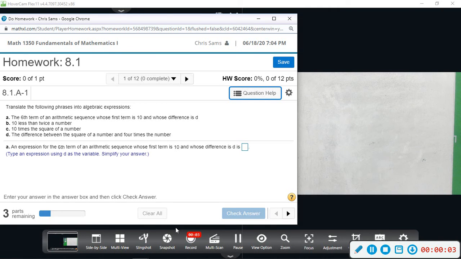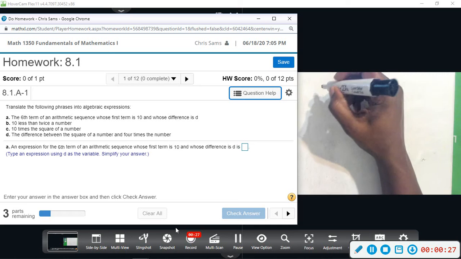Chapter 8, Section 1, we're going over variables. Number 1, we want to translate the following phrases into algebraic expressions. We have A, B, C, and D part. A, the sixth term of an arithmetic sequence whose first term is 10 and whose difference is D.